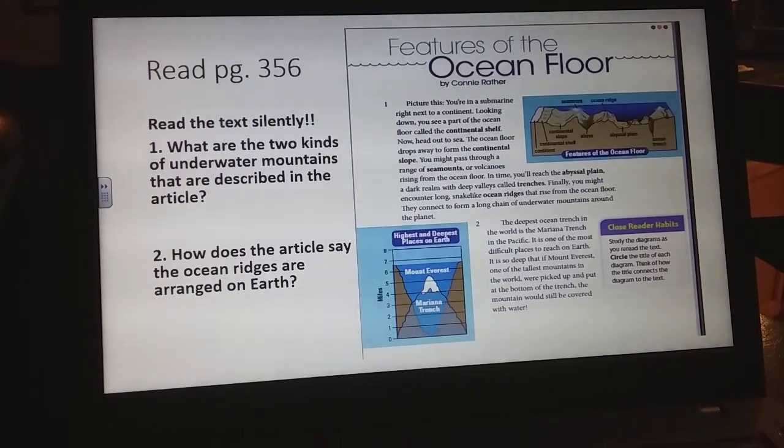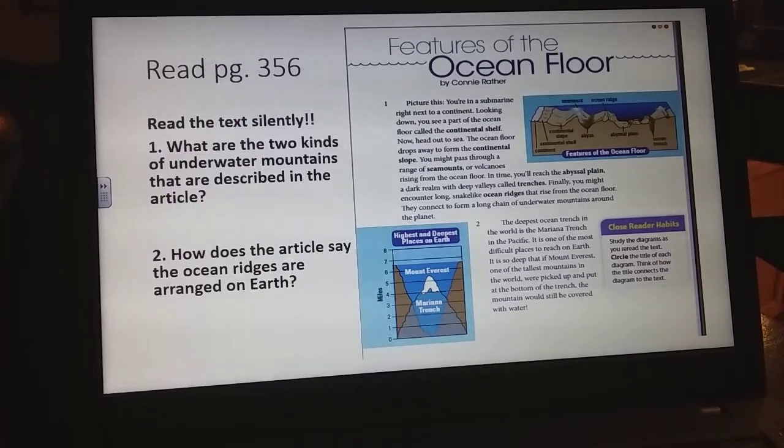All right, so let's jump right in. Today, you're going to watch me model how to complete this standard. Our title of our article for today is Features of the Ocean Floor by Corrine Rather. So the very first thing you want to do is examine your diagrams before you step right in. If we look at the one here at the top, that word says seamount, and there's a little arrow here showing you what the seamount is. You have ocean ridge, it's those little ridges you see here.